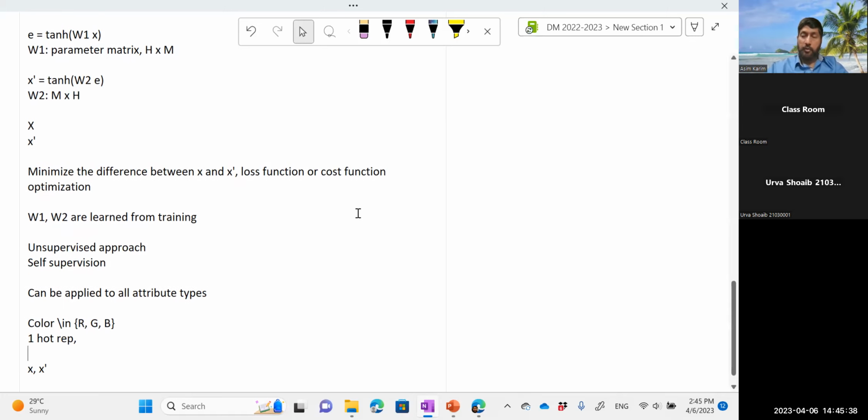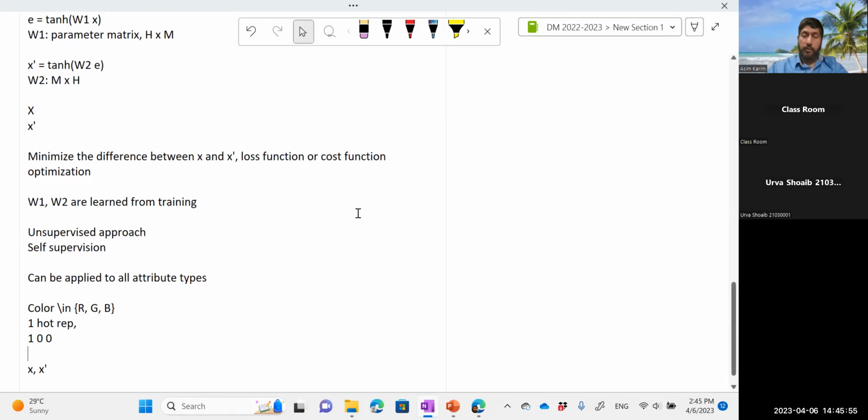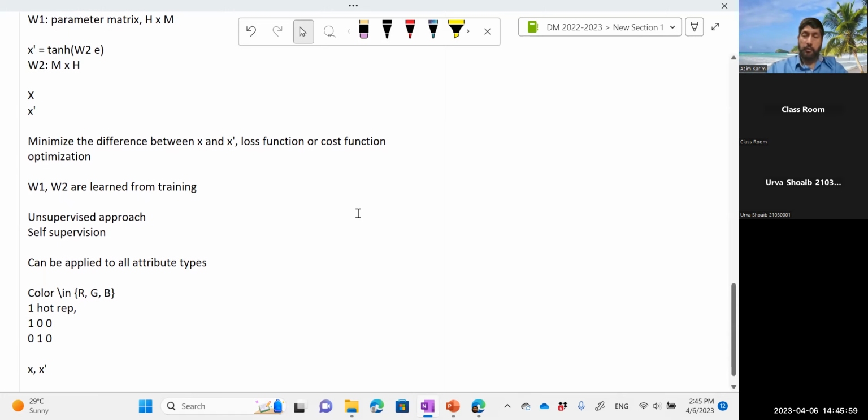So since there are three possible values, you develop a vector of size 3, where there will be only one 1 and all others will be 0. So if you want to represent red, you represent red as 1, 0 and 0. So पहली value 1 है. So if you want to represent green, then 0, 1 and 0. ये green represent हो जाएगा. If you want to represent blue, then 0, 0 and 1. This would be blue.